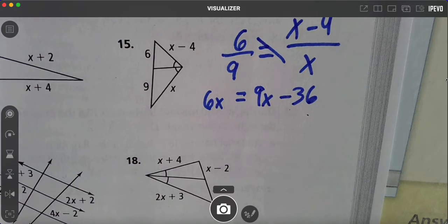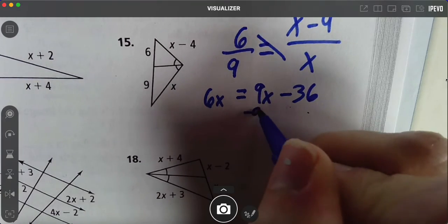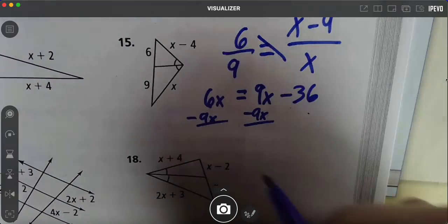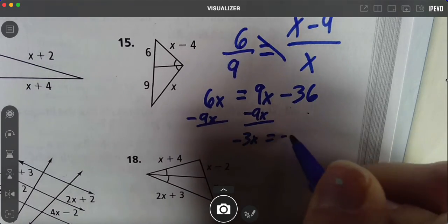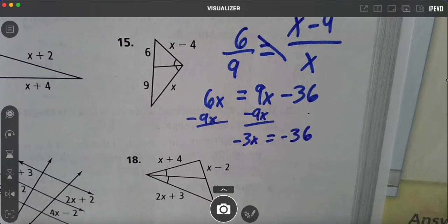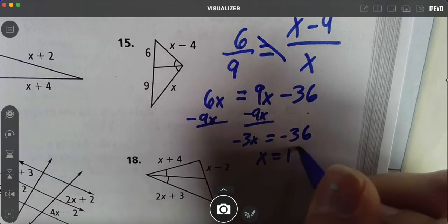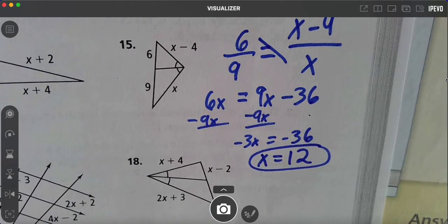Okay, then what? Subtract 9x. Let's move it over here. Negative 3x equals negative 36. Then what? Divide by negative 3. And what is x going to equal? 12. There we go for that.